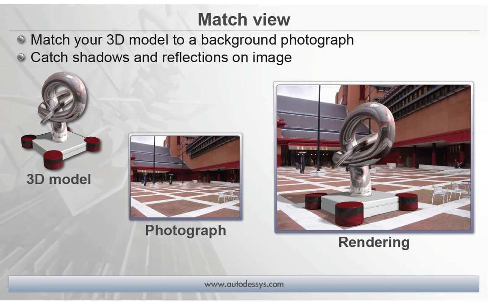Now, there's a match view tool. You don't need the RenderZone plugin to use that. You can take your 3D model and perspectively match it with the background image. But what you can do with the RenderZone plugin is you can also catch shadows and reflections on that background photograph. So you can see here that these shadows are actually being accurately ray traced and reflected back into the background image.